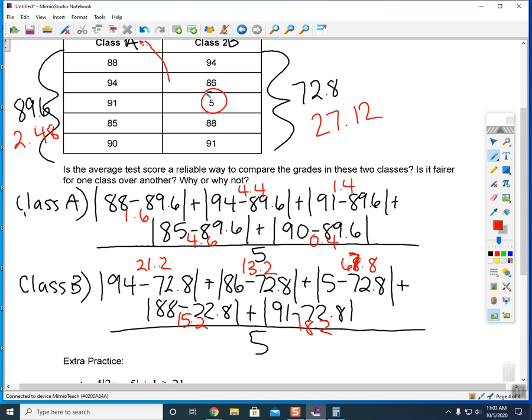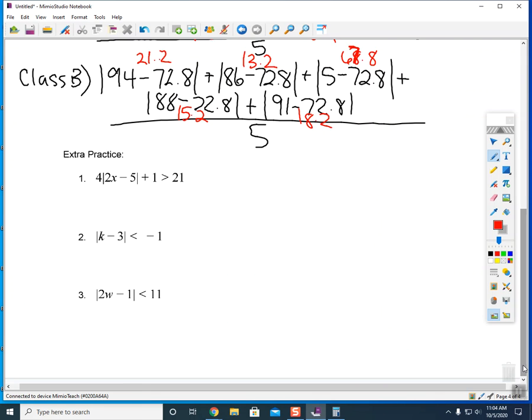And so that's kind of what we're looking at here, right? In the first case, the average was a pretty decent representation of the data that I have. In Class B, it's not at all. And so that's one of the ways that we use absolute deviation.